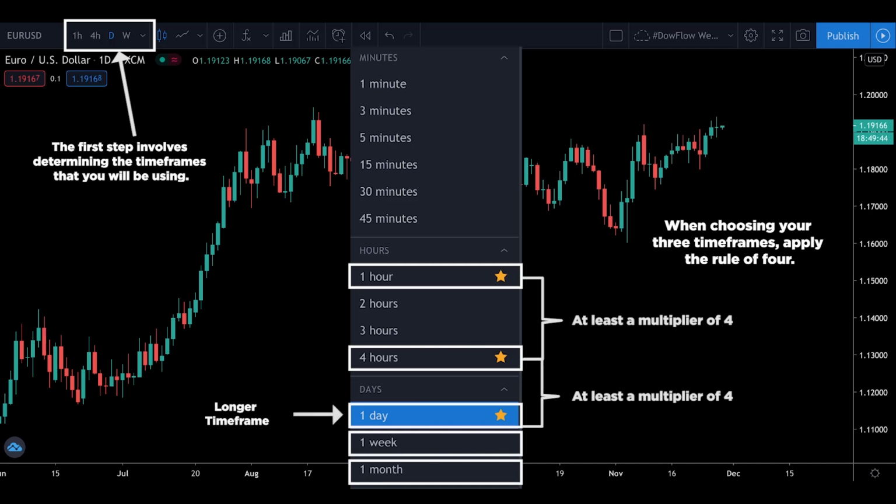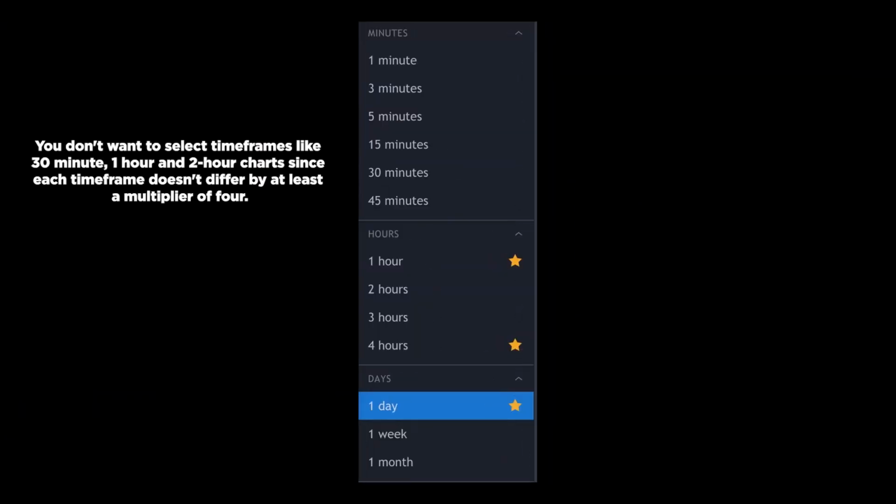We will call them the longer time frame, the intermediate time frame, and the entry time frame respectively. You don't want to select time frames like the 30-minute, 1 hour and 2 hour charts, since each time frame doesn't differ by at least a multiplier of 4.